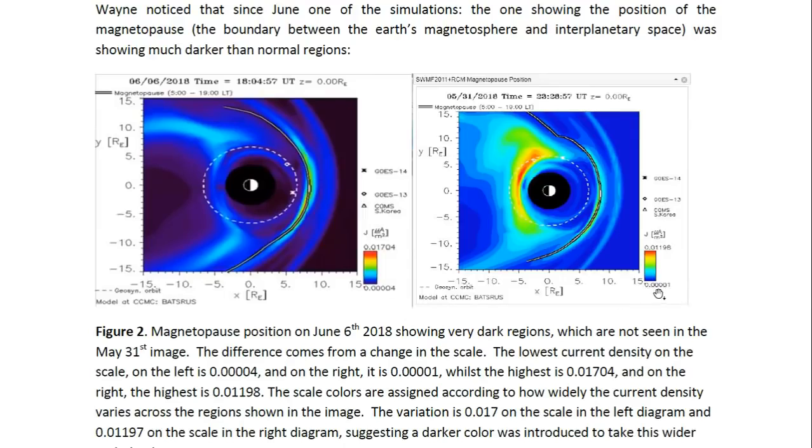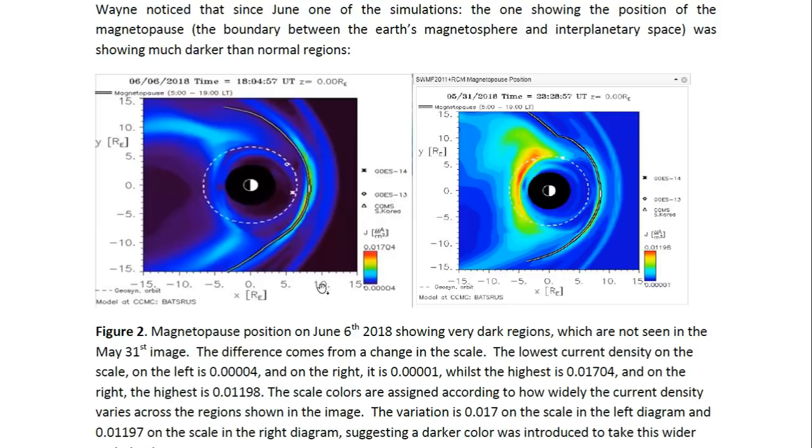Now notice that the lowest here ends in a 1 and the lowest there ends in a 4. So we actually have the lowest here being higher than that one. And the same thing seems to be occurring with the maximum. So we have here a maximum density of 0.01704, and the maximum here is 0.01198. So this is a lower maximum than there.